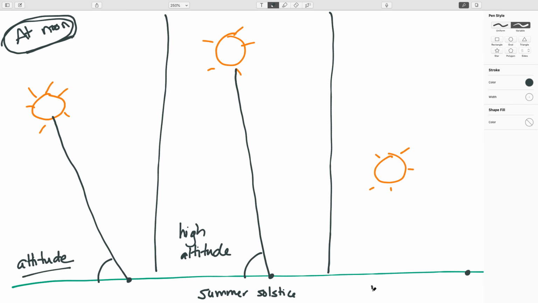Over here, we have the case of at noon, at the winter solstice, we have the sun is rather low in the sky, relatively low compared to the summer solstice. And so we have a lower altitude here. That means the sun is not hitting us as directly as it was in the summer solstice. And so we have cooler weather.